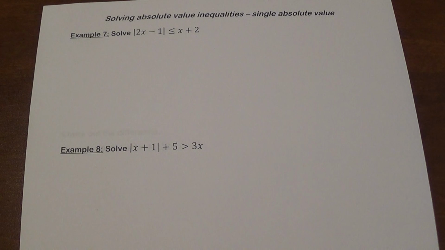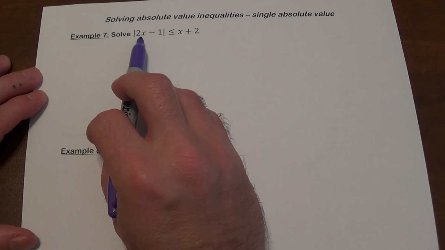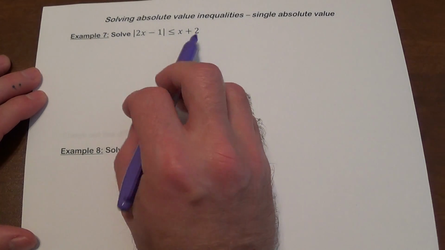Sometimes you have a variable involved. Well, if a variable is involved, are you doing anything different? Not at all. You're going to handle it the same way. So, the absolute value of 2x minus 1 is less than or equal to x plus 2.